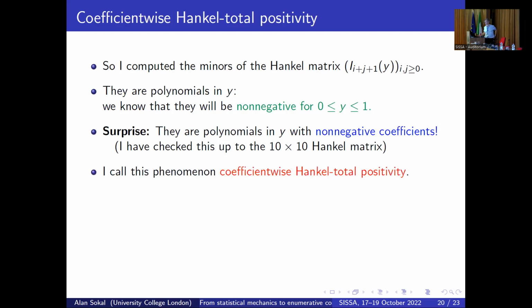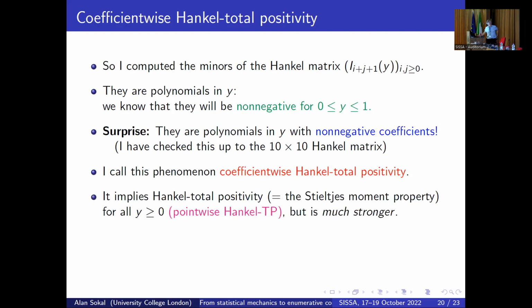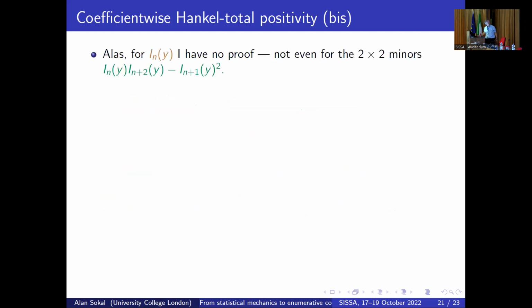So I call this phenomenon coefficient-wise Hankel-total positivity. It implies Hankel-total positivity for all non-negative y, but it's much stronger, right? There are lots of polynomials that are non-negative on the positive real axis, but are not coefficient-wise non-negative, like 1 minus 2y plus y squared. So unfortunately, I have no proof, not even for the 2×2 minors. The 2×2 Hankel minors are just these log-convexity quantities. So just look at that quantity. That ought to be coefficient-wise non-negative, and there ought to be some kind of combinatorial proof of that, but I have no idea how to do it.